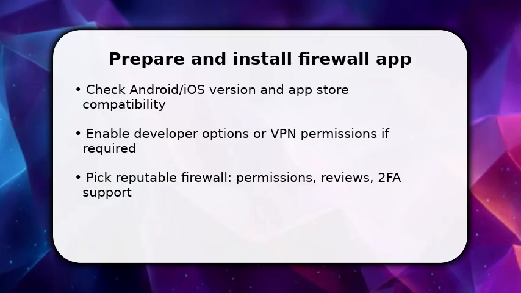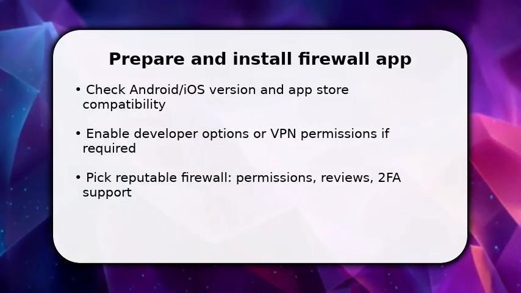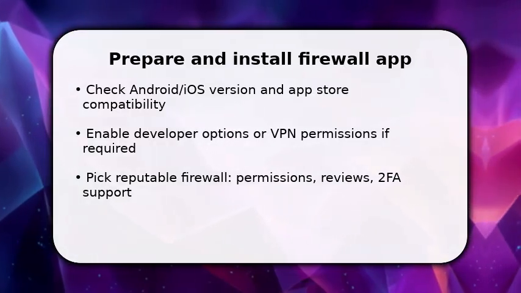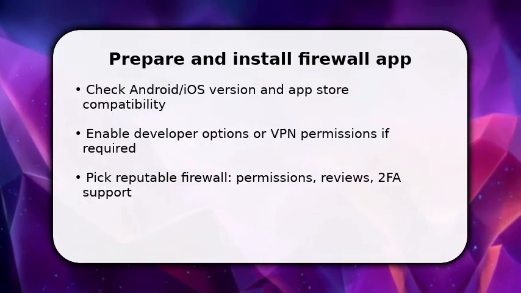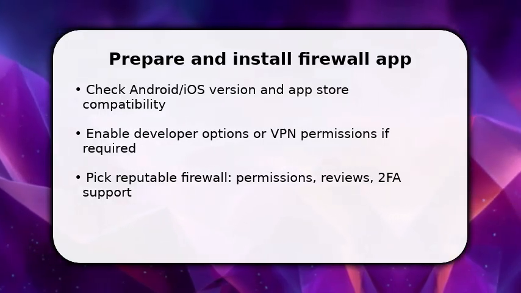You start by confirming your phone meets requirements and downloading a vetted firewall app from the official store. Once done, grant only necessary permissions. On Android, that may include VPN permission; on iOS, network extension. Make sure to disable conflicting VPNs so the firewall can bind.